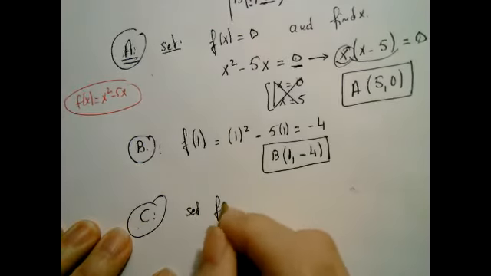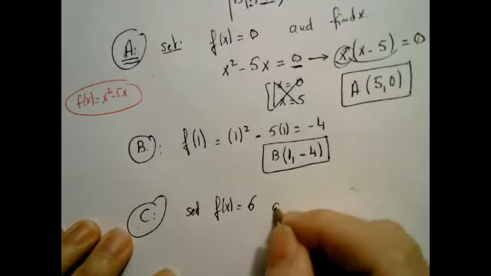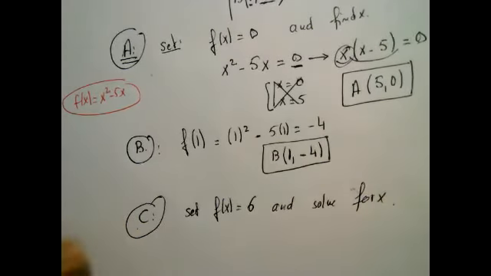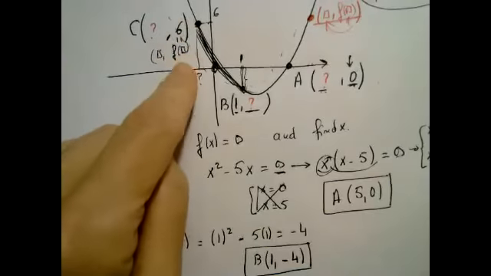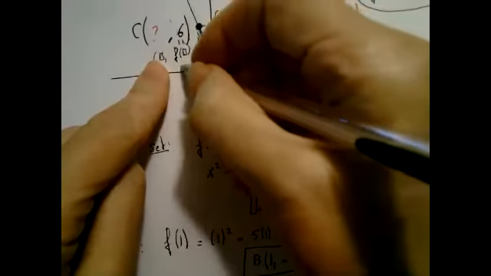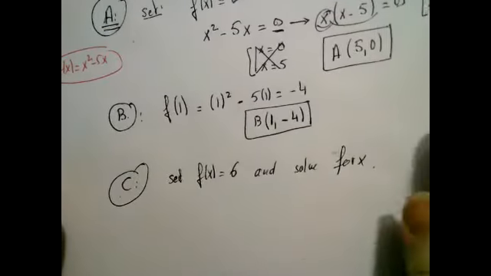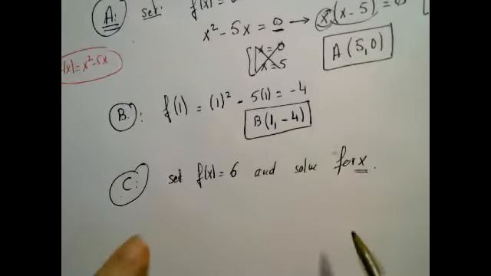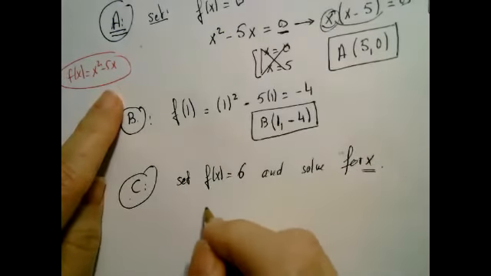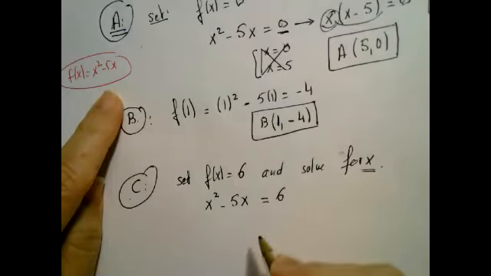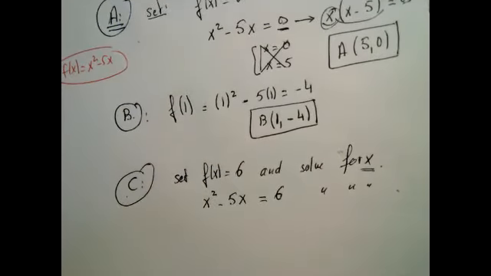So to do that, here we're going to set f of x equals 6 and solve for x. Because here I'm giving you f of what, and you have to give me the what. You have to give me this piece. So the easiest way is we say, okay, I set f of x equal to 6, and I start looking for x. But what is f of x? F of x is x squared minus 5x is equal to 6. And I need to solve for x.